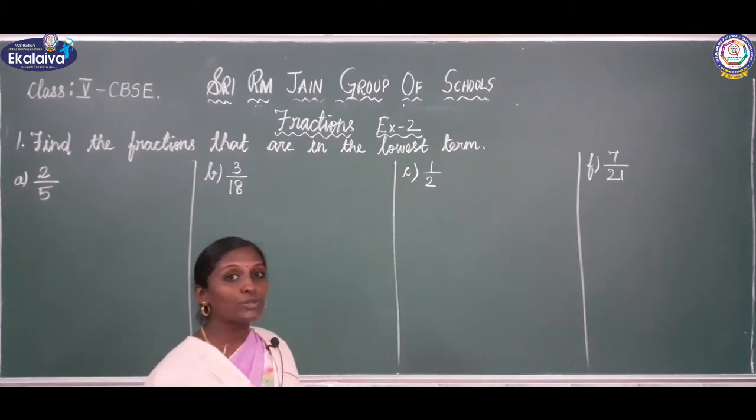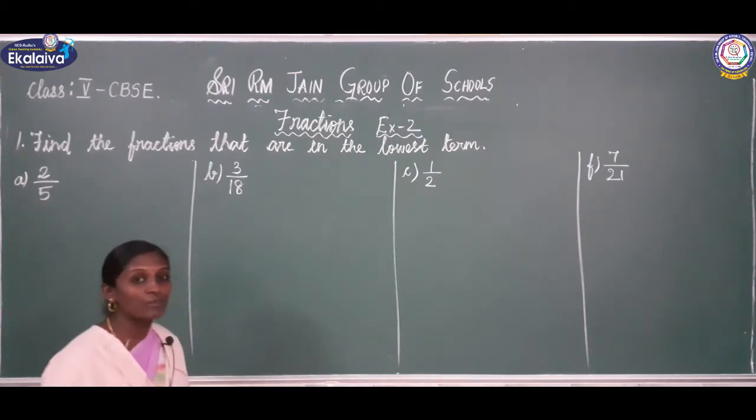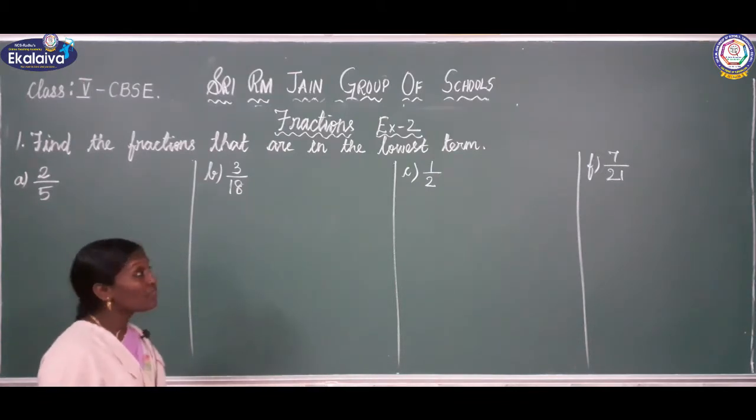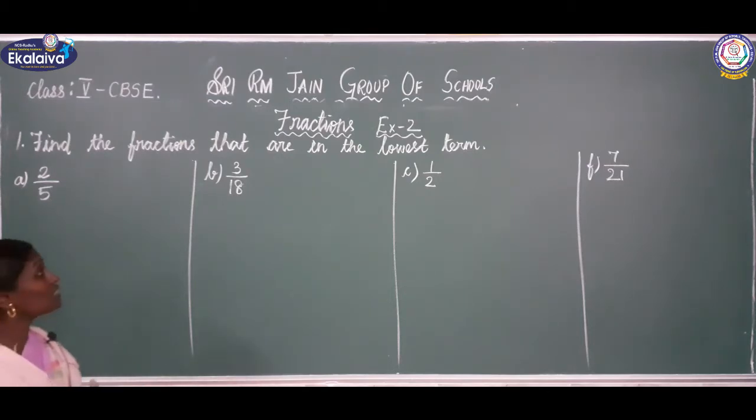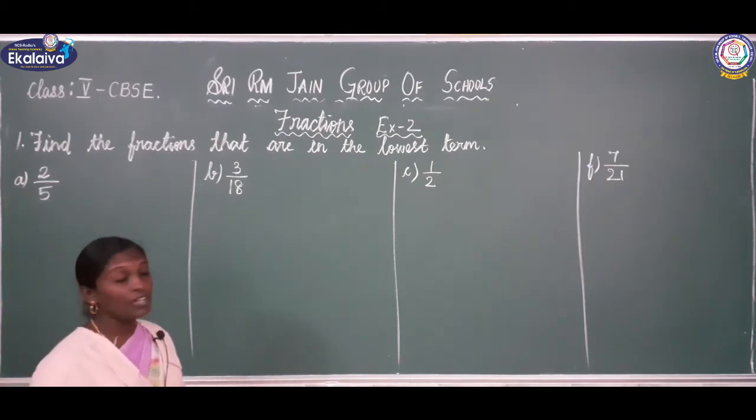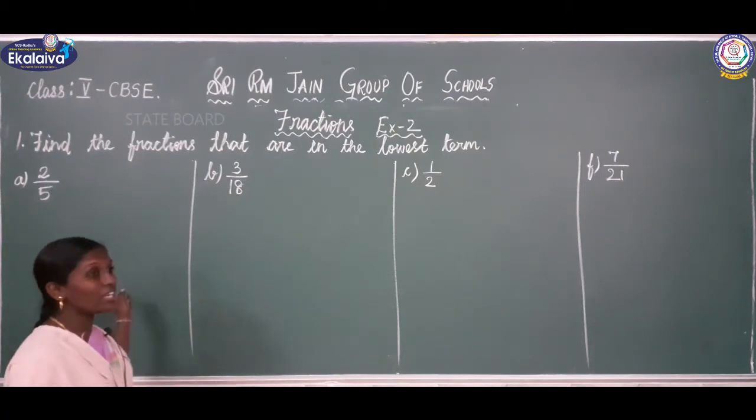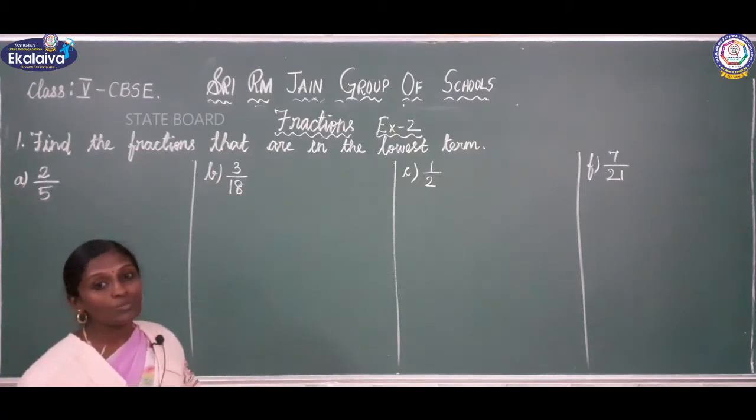Today we are going to do the problems in exercise 2 from the chapter fractions. First question, find the fractions that are in the lowest term. Here we are going to check whether the given fractions are in the lowest term or not.